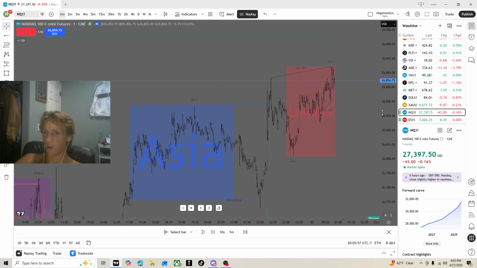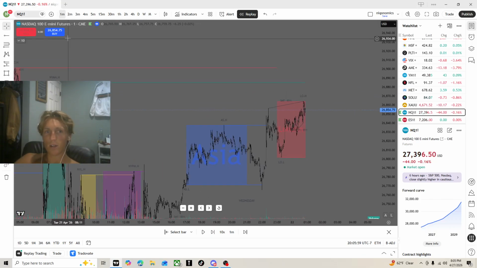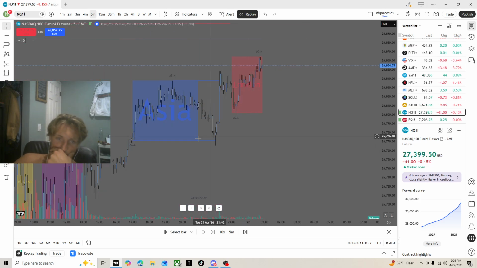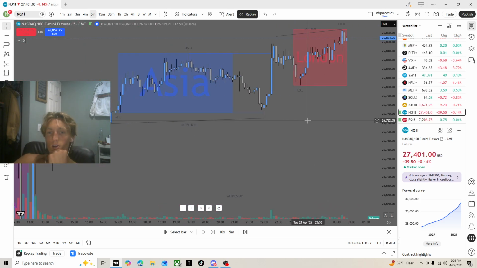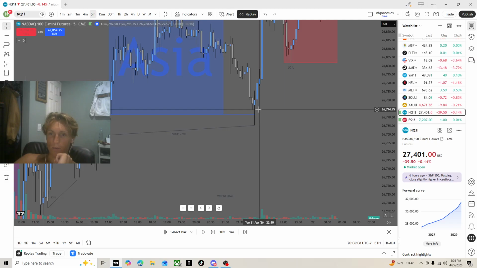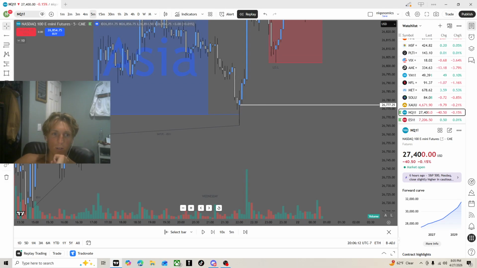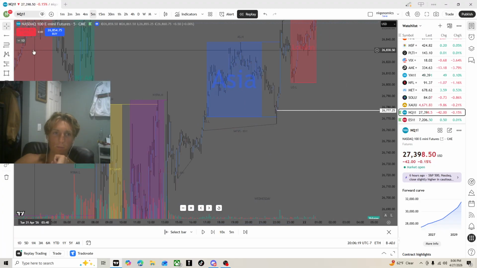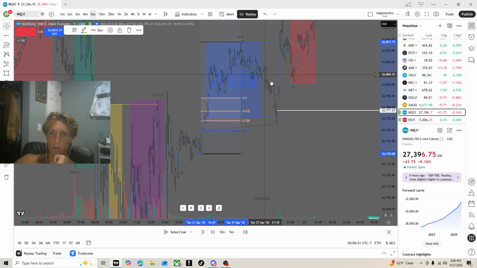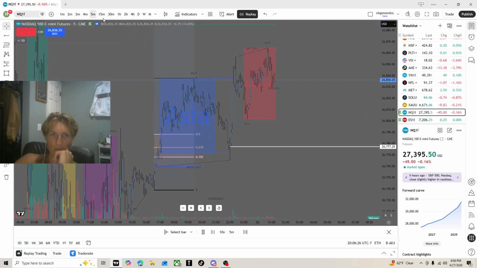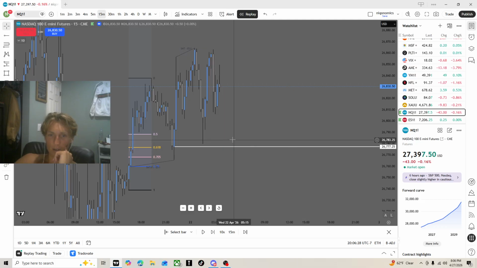Just make sure it's around key opens. This obviously wasn't. I'm trying to think of what else I could do to explain rejection blocks. Just like for example, this would be a good rejection block, because you see we sweep into this gap, which ends up being also an OTE level right there. So now we can wait and see if this level plays out. Yeah, you can see this level.